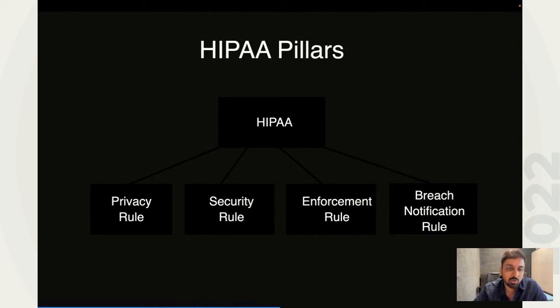So all these four things, which include the privacy rule, security rule, enforcement rule, and breach notification rule, combined together form HIPAA compliance. These are the four major pillars of HIPAA. If somebody has to be HIPAA compliant, then they have to follow all these rules and guidelines laid down by HIPAA compliance.